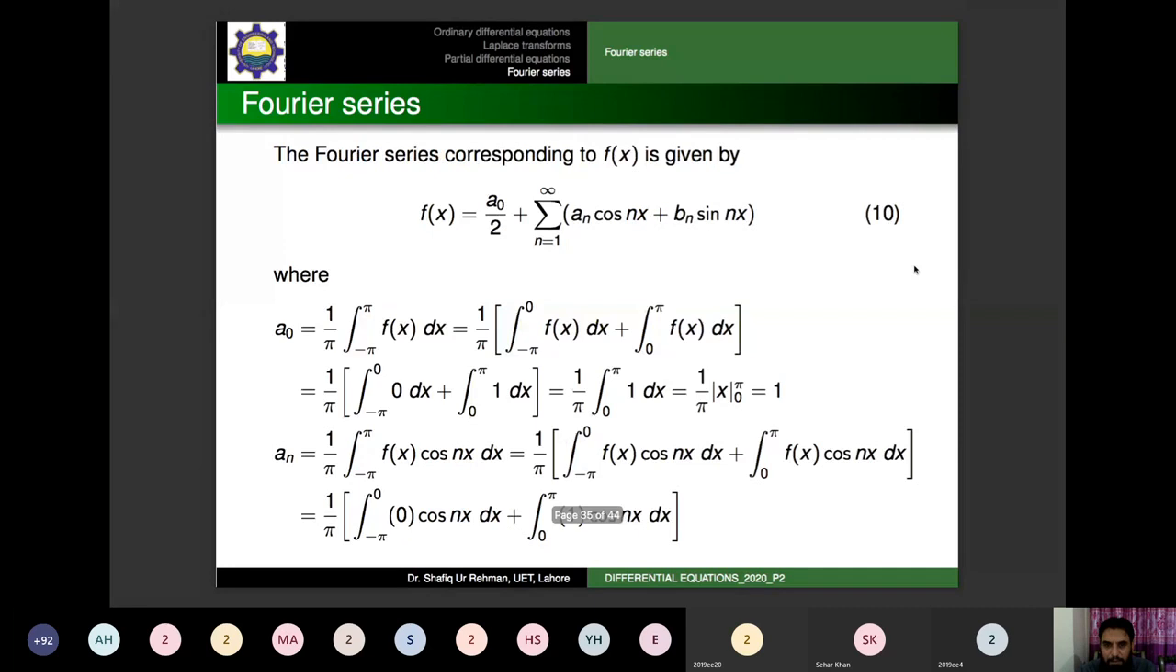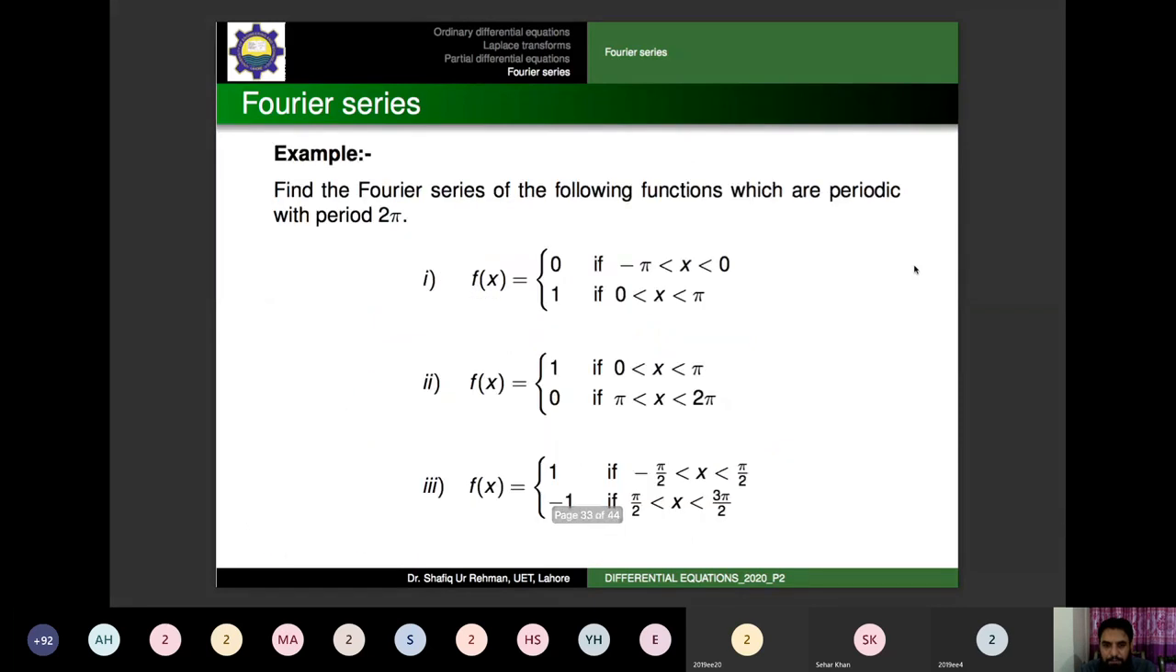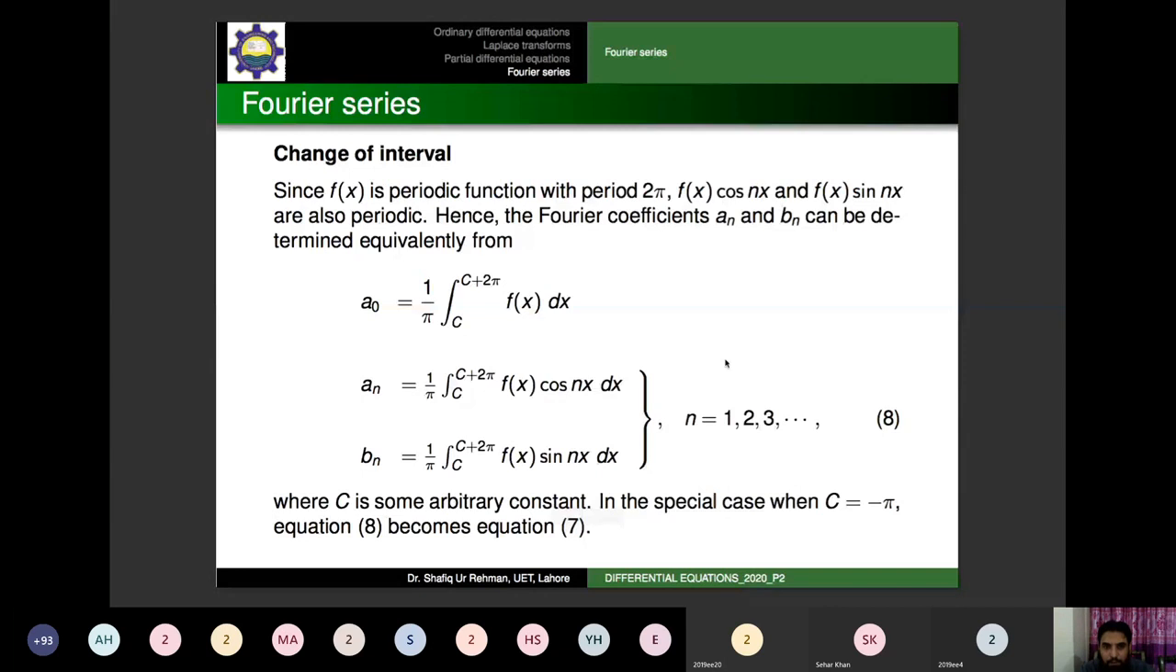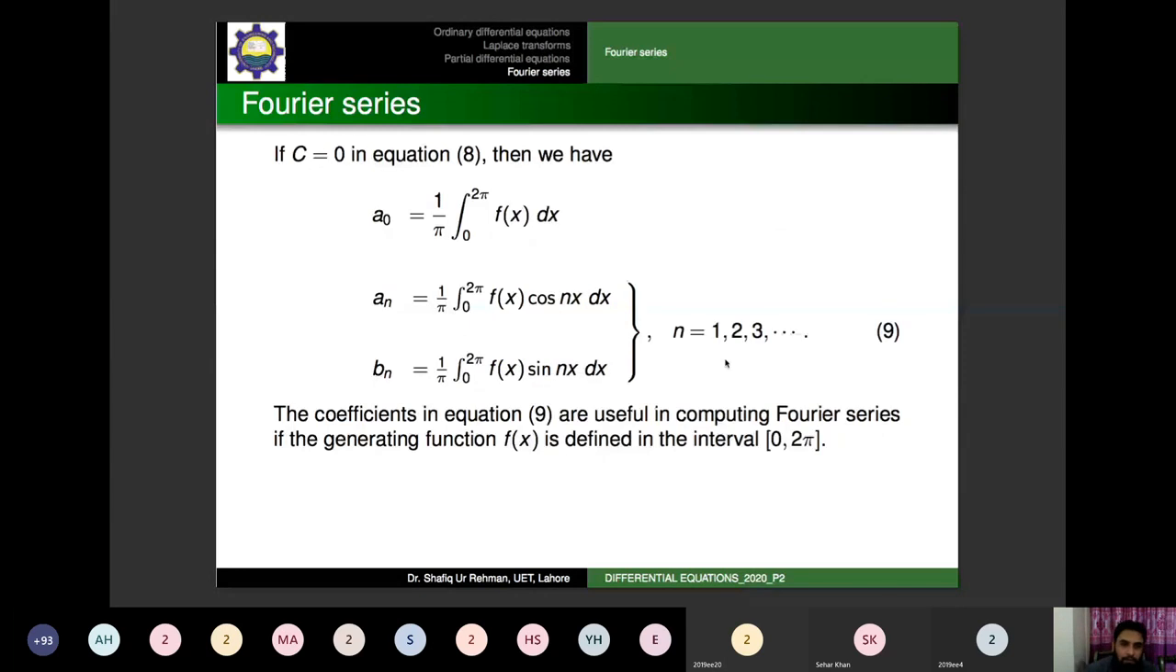So pretty much on the same line, you can find the other two examples, the second part and the third part. Only you need to split the interval. You have to see the interval. We can also see that an alternative interval can be utilized, from 0 to 2 pi, as we have seen in the change of interval case, when c is equal to 0. So you will have a formula for a0 from 0 to 2 pi, an from 0 to 2 pi, and bn from 0 to 2 pi.